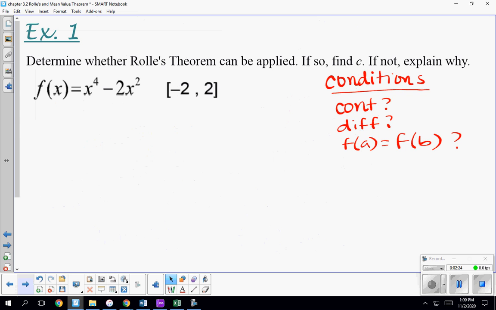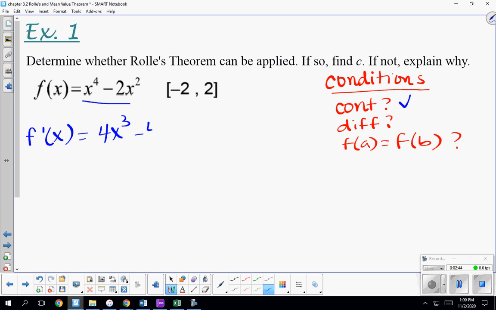So first we're going to start with Rolle's theorem. Here are the conditions. It has to be both continuous and differentiable. And the way we make sure that happens is just make sure the denominator is never 0. So because this is a polynomial, it is continuous everywhere. Once we take our derivative, we get 4x cubed minus 4x. That is also a polynomial, so it is differentiable everywhere.